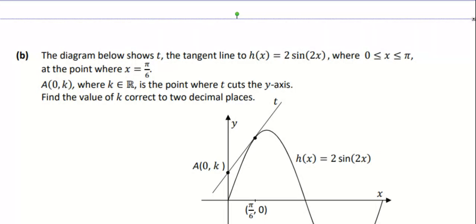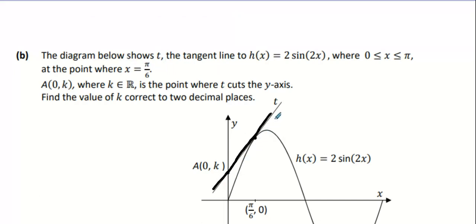That was only part A, which is worth 20 marks. And now we're on to part B, which is worth 10 marks. The diagram below shows T. T is a tangent. So see this black line here? That's the tangent T.